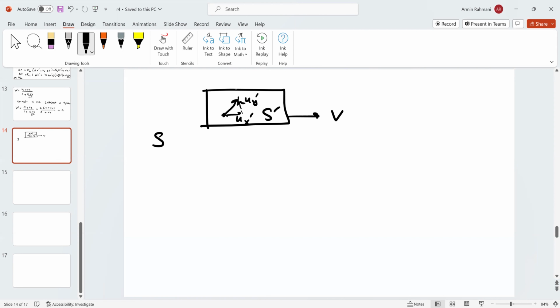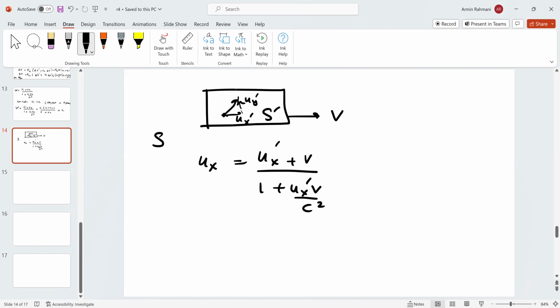Now, if I want to find the vertical component of its velocity in frame S, I can again use the Lorentz transformation. So ux, the x component, is the same formula that we just derived. It's going to be ux prime plus v, over 1 plus ux prime v over c squared.